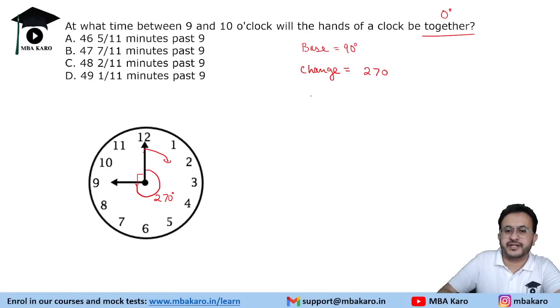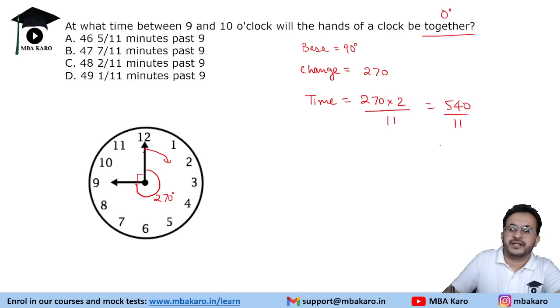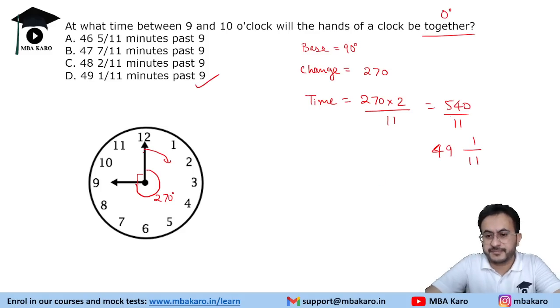Now if the change is 270, what is the time? 270 into 2 by 11, which is 540 by 11. 11 fours are 44. We cannot take 5 times. Then 11 nines are 99, 1 remains. So 49, 1 by 11 minutes past 9. That is the answer.